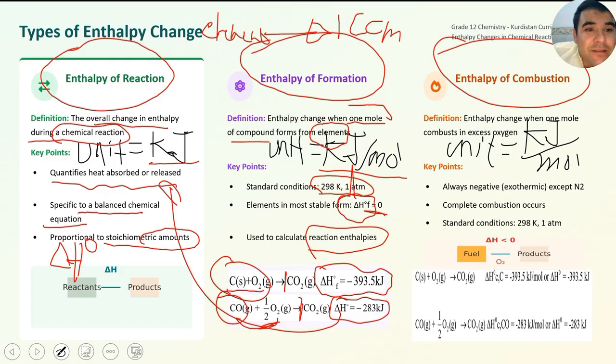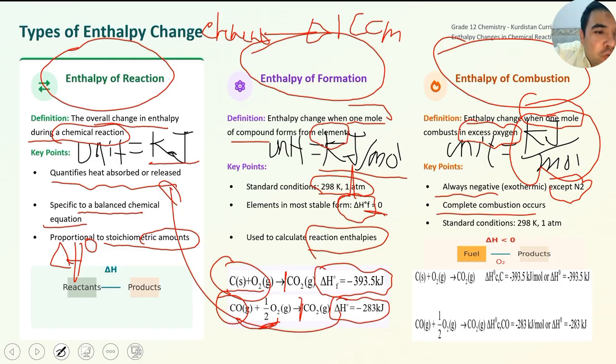And the last type of enthalpy, which is the enthalpy of combustion, has two other conditions. 1 mole of an element or compound combusts with oxygen. It is the enthalpy change when 1 mole combusts with an excess amount of oxygen, usually the highest amount of oxygen, and it's measured in units of kilojoule per mole, guys. Usually it's negative, except in the case of combustion of nitrogen. Combustion of nitrogen is exceptional: it's not exothermic, it's endothermic.